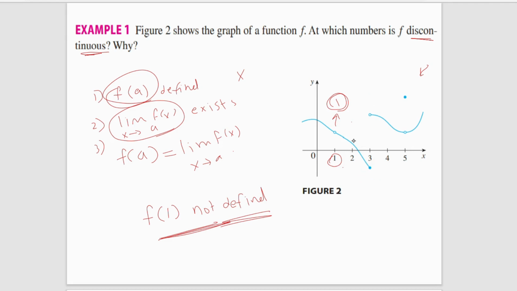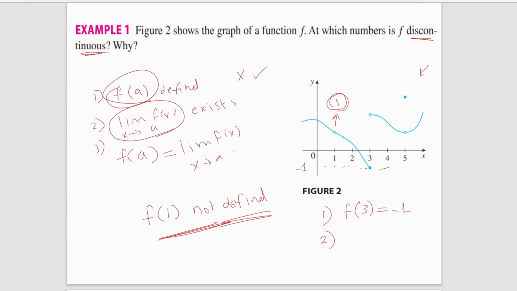At x equal to 3, okay, if I need to check the 3 conditions, the first one, f of 3 is equal to what? f of 3 is equal to this value. And I choose this value because it's closed. Okay? So, for example, the value is equal to negative 1. So, f of 3 is equal to negative 1. Okay? So, the first condition is satisfied, the value is defined.